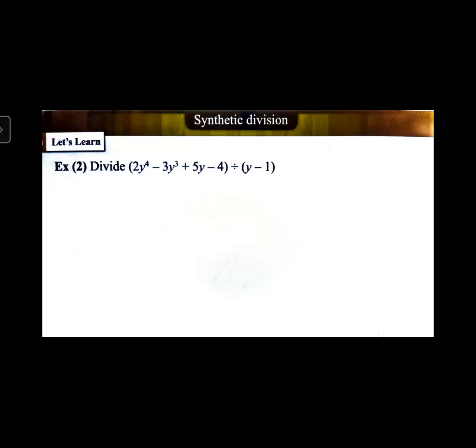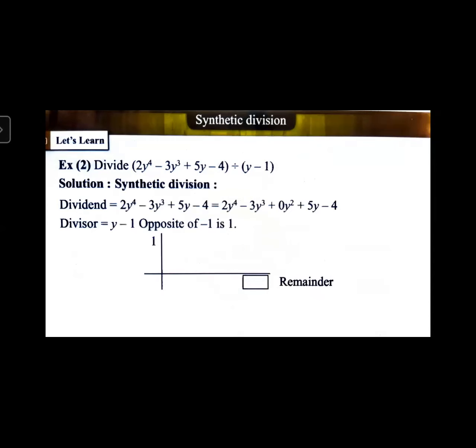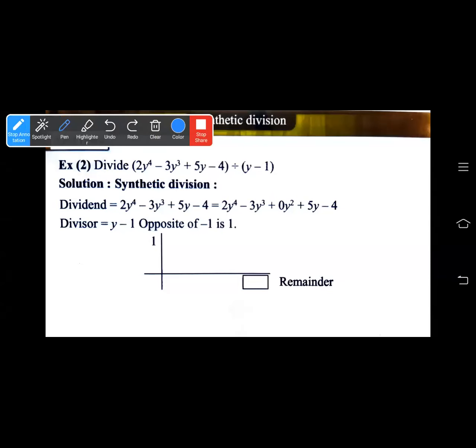2y raised to 4 minus 3y cube plus 5y minus 4. As it is already in decreasing order, that means in standard form, you just have to do it in index form. Write the missing term 0y square. Then write the coefficient form. You can see the solution of synthetic division. Dividend is 2y raised to 4 minus 3y cube plus 5y minus 4, which can be written as 2y raised to 4 minus 3y cube plus 0y square, since this term is missing, you have to add it in between, plus 5y minus 4.